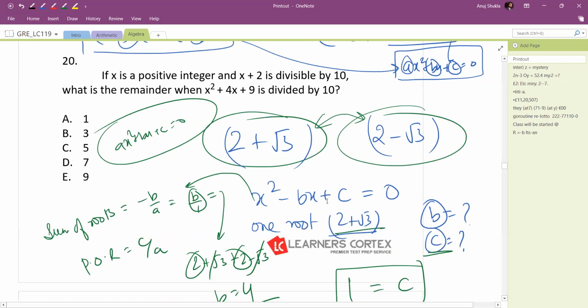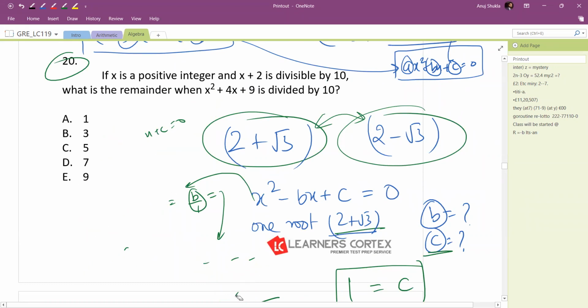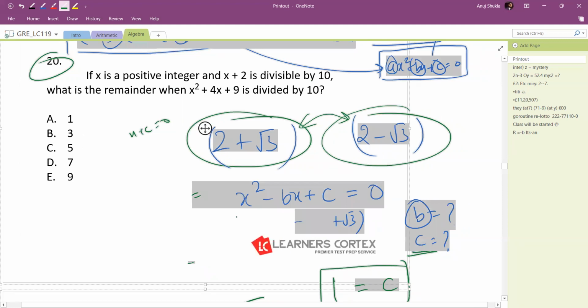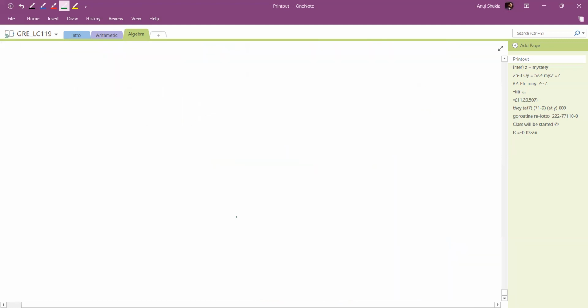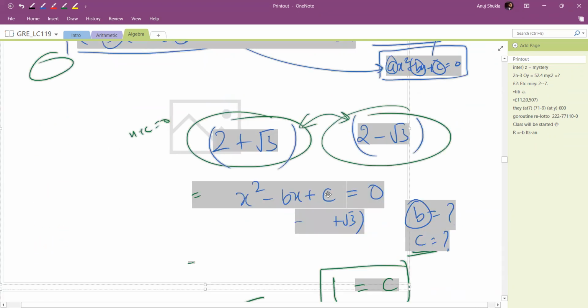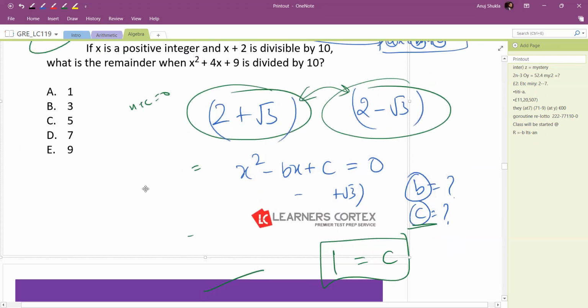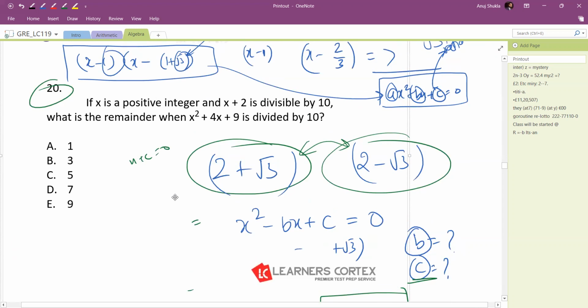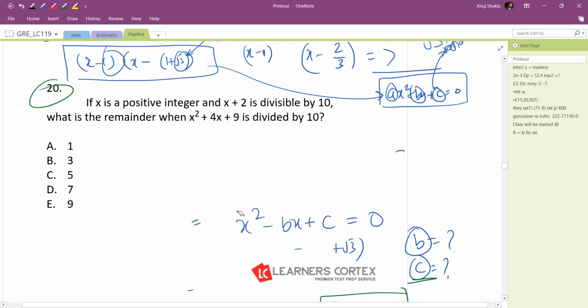Now solve this question, the 20th. I'm giving you 1 minute. Can you see the question? Yes, sir. Okay.